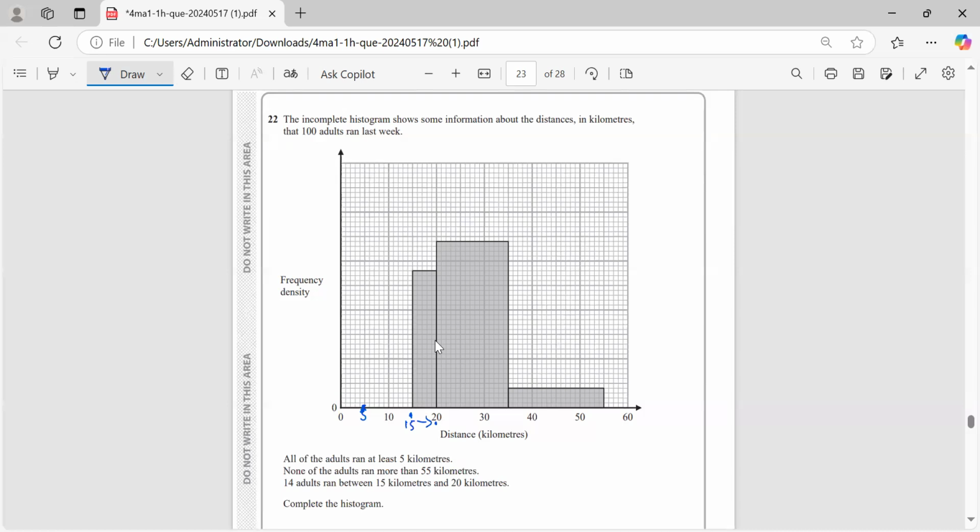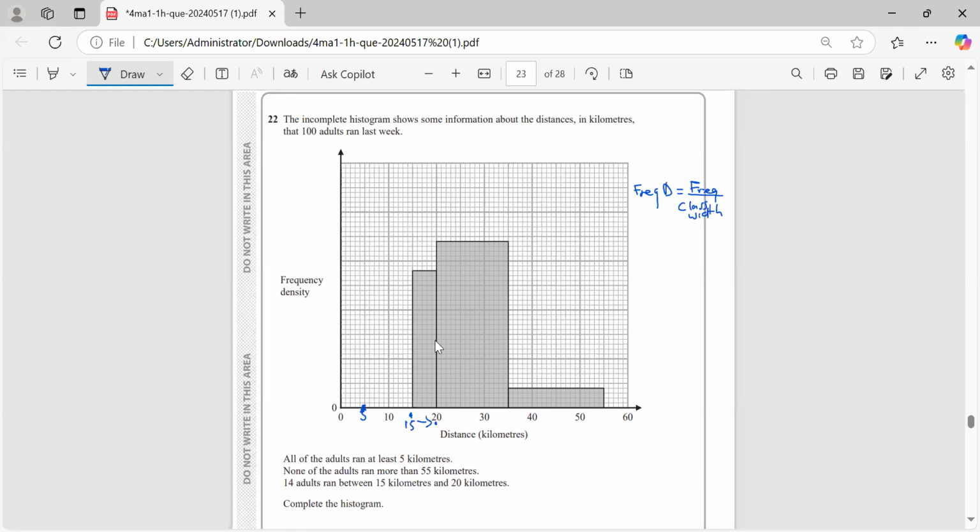and the distance on the x, right? According to this histogram that we're actually solving. So if you want to calculate the frequency density, right? So just put it as that. Frequency density is equal to the frequency divided by the, let's say, class width, right? So over here, we can actually see that they told us that we have 14 adults, right?